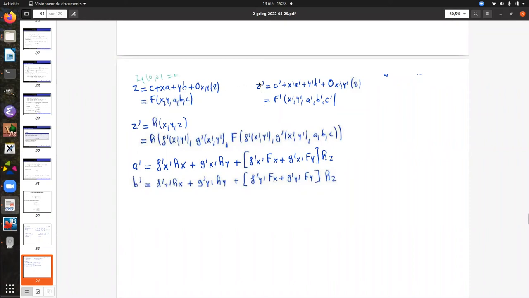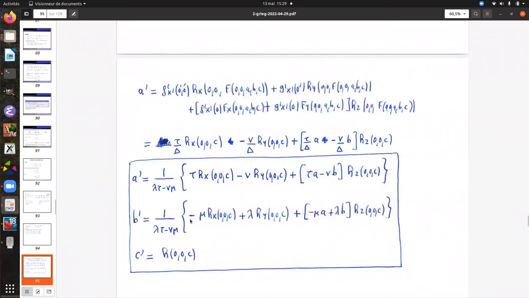So here we have z prime equals c prime plus x prime a prime plus y prime b prime plus o of x prime y prime to the 2. And if we express that it is an equivalence, we are able to show, as I already said, that the diffeomorphism in the parameter space is uniquely induced from the diffeomorphism in the variable space. Okay, these are the formulas. Okay, so we implement these formulas in Maple.